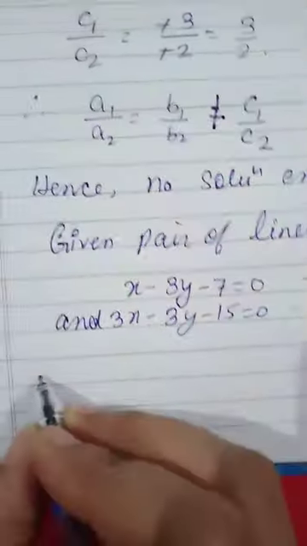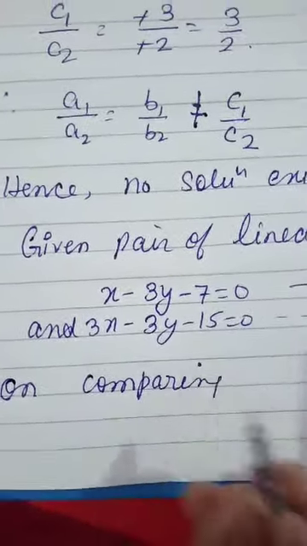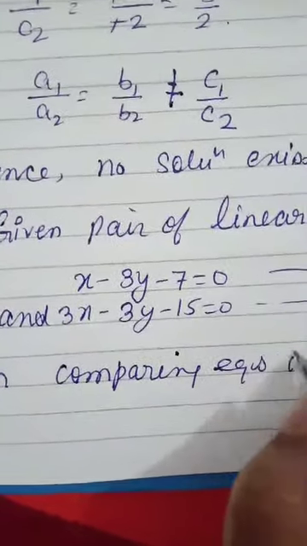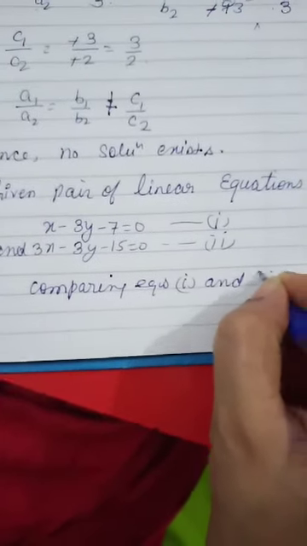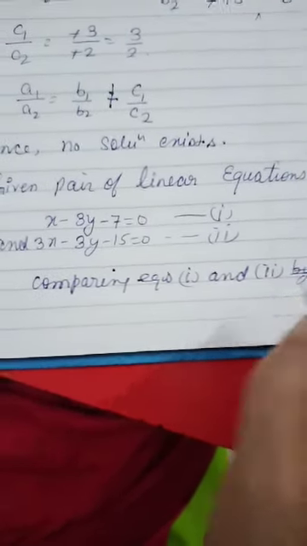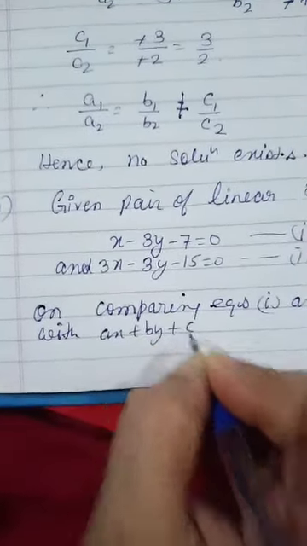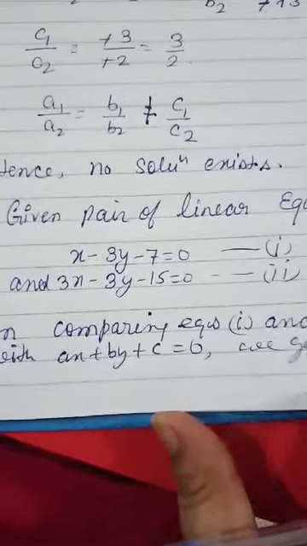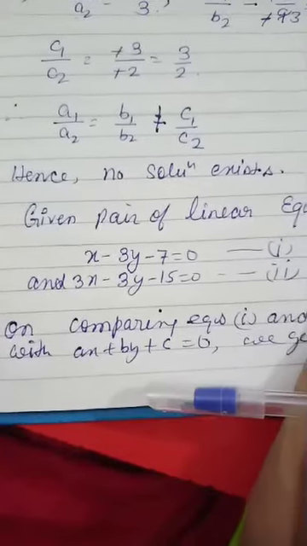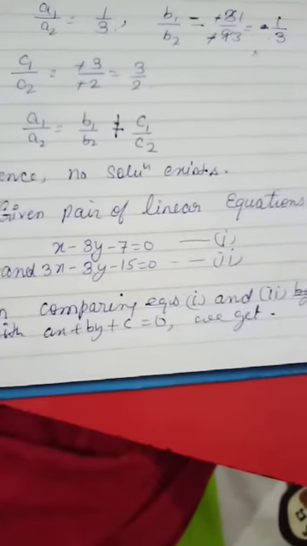On comparing equations first and second with ax plus by plus c is equal to 0 we get, as we did before, similarly we are going to get the values of a1 a2 b1 b2 c1 c2.